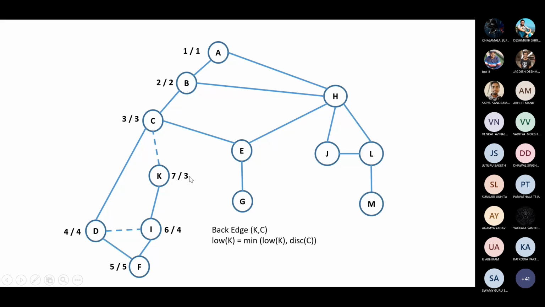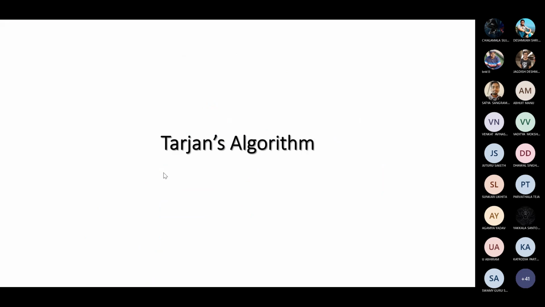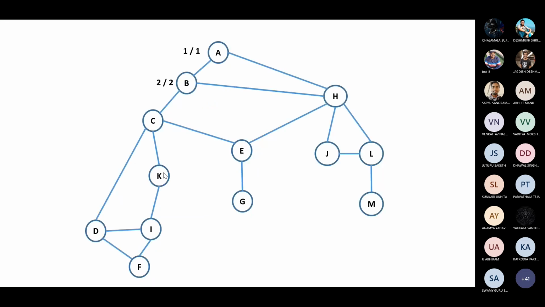Now, where had we reached? Okay, let's go back. First 1 1, then 2 2, 3 3, 4 4, 5 5, 6 6. Now from here it is 6 4. It is 7 7. Then it is 7 3. Then it is a back edge.